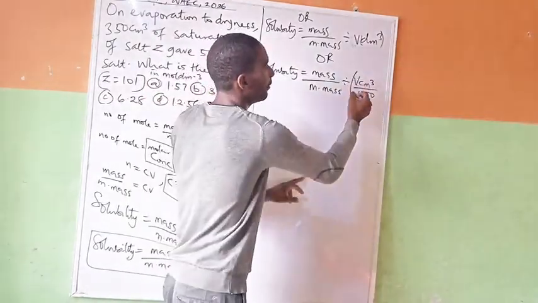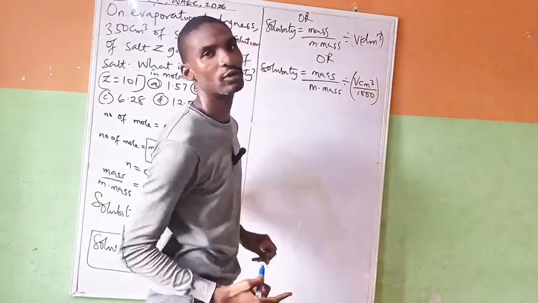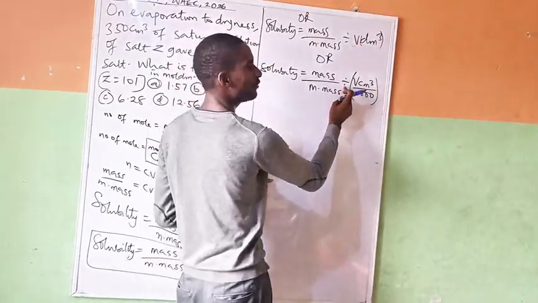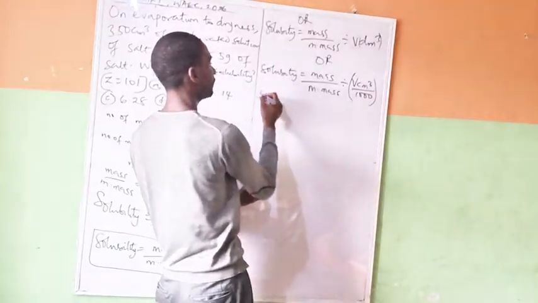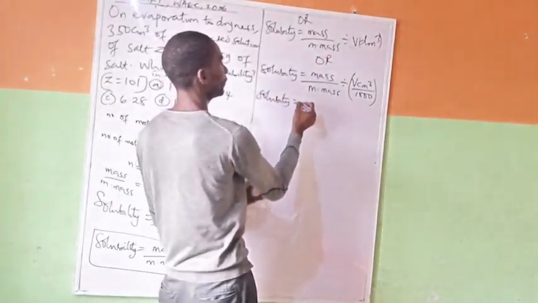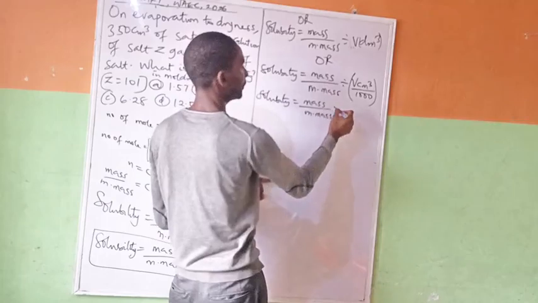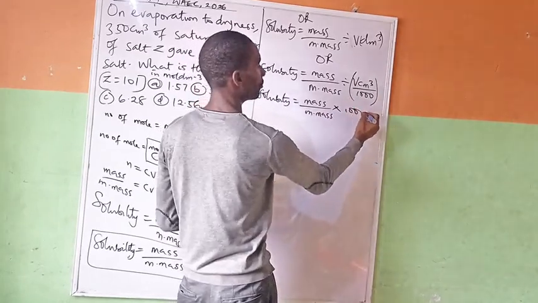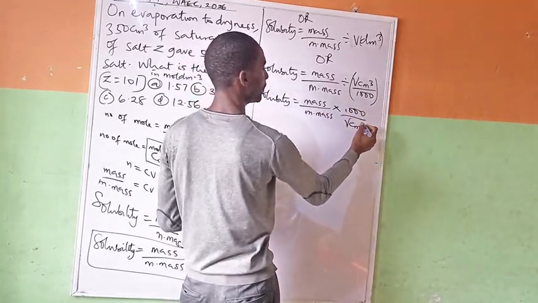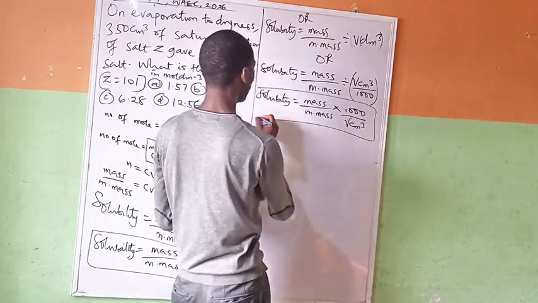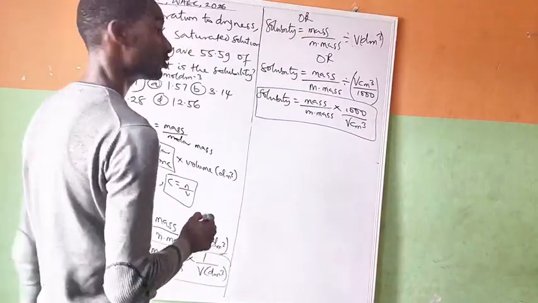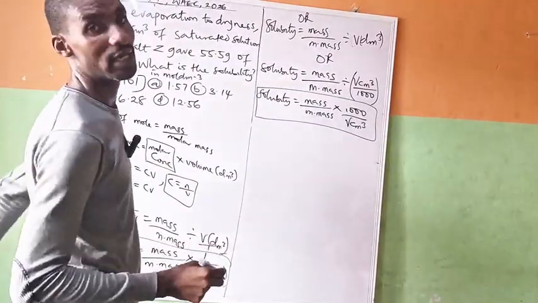Or everything here now is equivalent to volume in dm cube. So if I want to change this division now to multiplication, we have solubility is equal to mass over molar mass times 1000 going up over volume in cm cube. This is the second formula for calculating solubility. So either of these two, you get your answer.